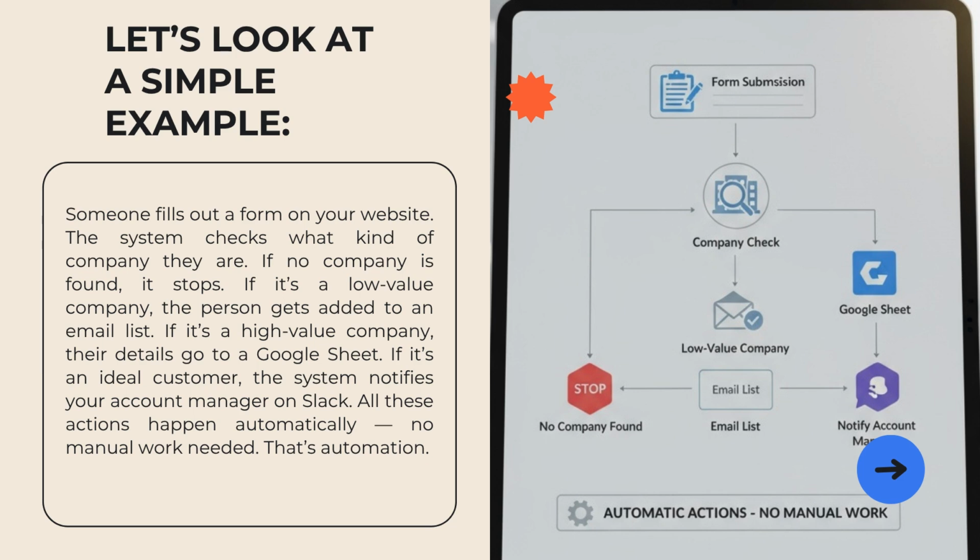But let's look at a simple example. Someone fills out a form on your website. The system checks what kind of company they are. If no company is found, it stops. If it's a low-value company, the person gets added to an email list. If it's a high-value company, their details go to a Google Sheet. If it's an ideal customer, the system notifies your account manager on Slack. All these actions happen automatically, no manual work needed.